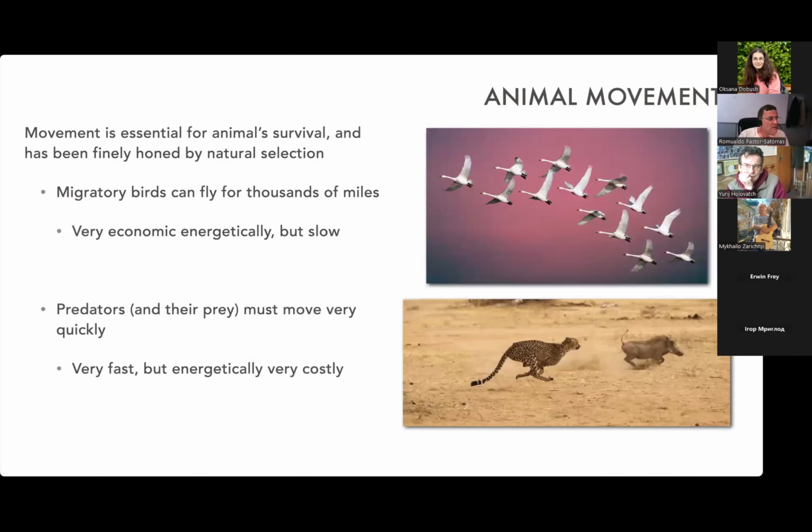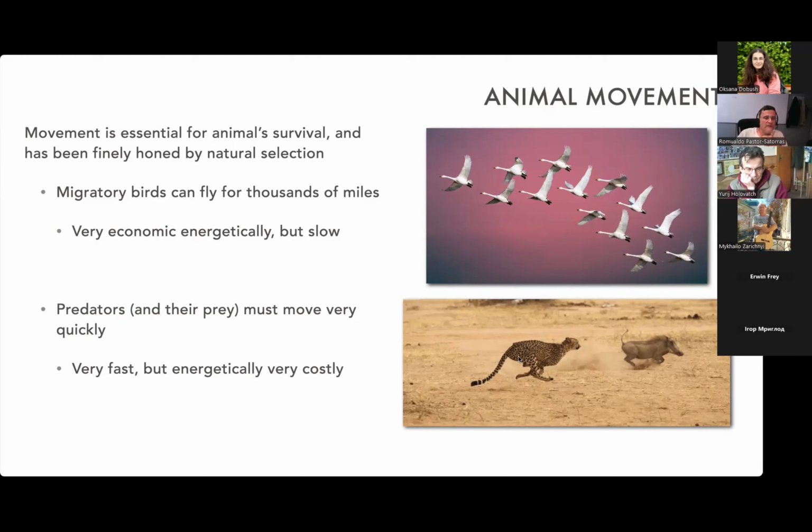So animal movement is something that has been honed by natural selection, and in every different species it has adapted for very particular purposes. So we can have some animals that can fly thousands of miles without resting. And to do so, they had to develop a way of flying with a very low consumption of energy. So they move slowly, consume a little bit of energy, but they can move for very long times. Others have evolved instead very energetically costly ways of moving.